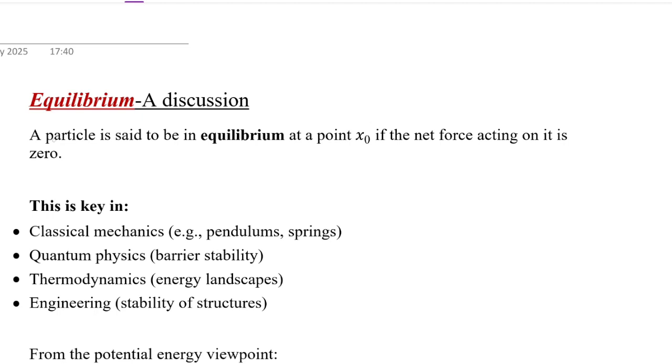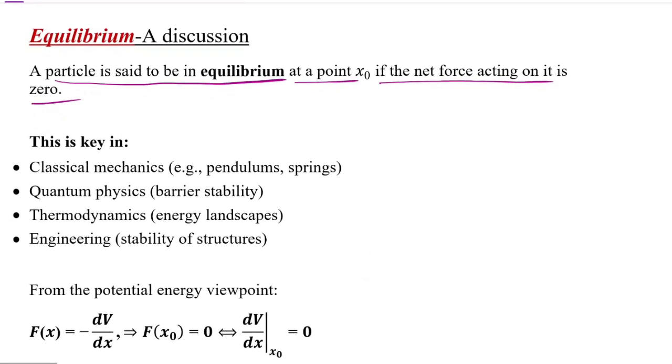A particle is said to be in equilibrium at a point x0 if the net force acting on it is 0. In potential theory, this type of point corresponds to critical points of the potential energy function, where the system's behavior depends on the nature of the equilibrium, whether it remains at rest, oscillates or diverges. This concept is very vital in classical mechanics when we are dealing with pendulums, spring mass systems, and in quantum mechanics, barrier stabilities, thermodynamics, and different types of engineering problems.